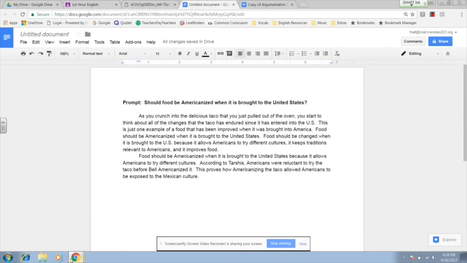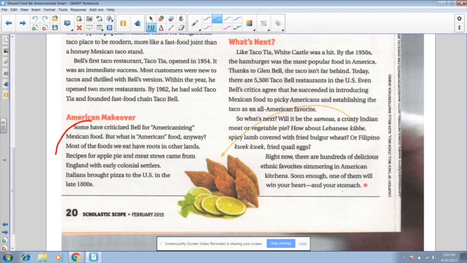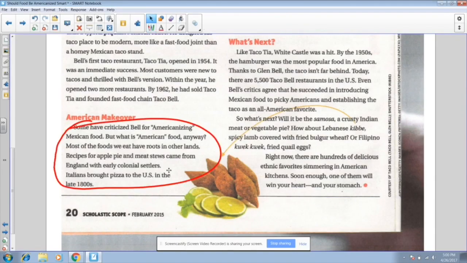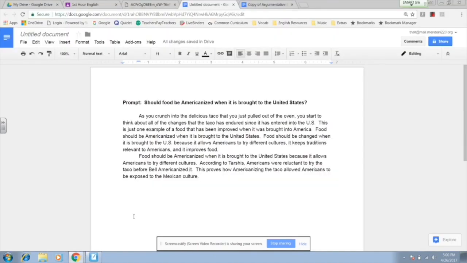Next thing I need to do is I need to repeat this process, and the part that I'm going to use is this part. And again, I'm going to paraphrase this. And I need to still give credit to the author. And I already used according to Tarshish. And if you look at the poster on the whiteboard, or if you look in your interactive notebook, you'll see there's all kinds of ways to give credit to the author. This time I'm going to put something like Tarshish states that most of the food in America has originated from a different culture.